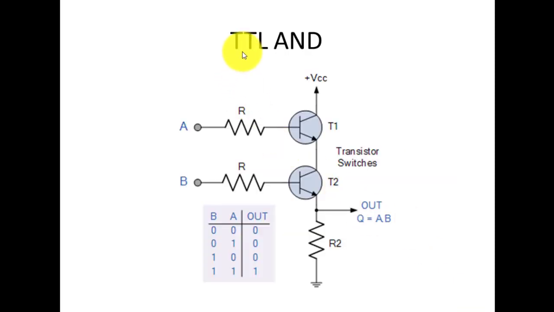Now we shall construct the logic AND gate by using the transistor logic. In this case, both of the transistors will be connected with each other in a way that the emitter terminal of the first transistor will be connected to the collector terminal of the second transistor, and the emitter terminal of the second transistor will be connected to the resistance, and we shall measure the output against this resistance.